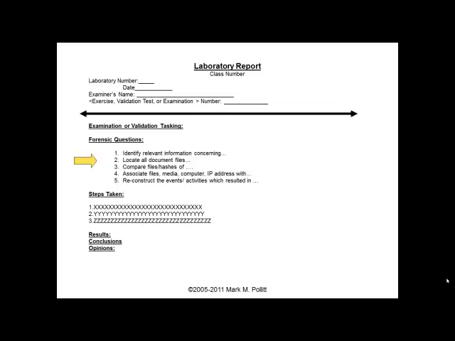So when you look at the laboratory report, you see the second section after you do the examination or validation testing, to put forensic questions. And unlike the examination validation testing tasking section, which is a narrative section, the forensic question section are typically listed as a set of numbered bullet points. And they should be whole sentences that typically include the identification, classification, individualization, association, or reconstruction terms somewhere in that sentence. And so it's a succinct forensic question. And again, once you've answered all of those forensic questions, then you are complete.